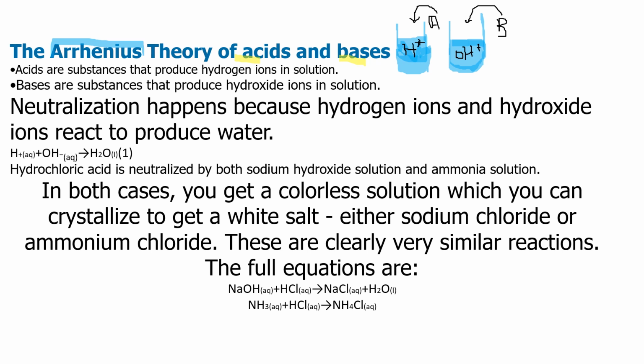Now let me tell you, I have made a mistake here. I have written OH plus, but it is OH minus. Sorry about that. So basically, Arrhenius theory is based on what? H+ ions and OH minus ions. Nothing else. Now let me tell you a bonus point.